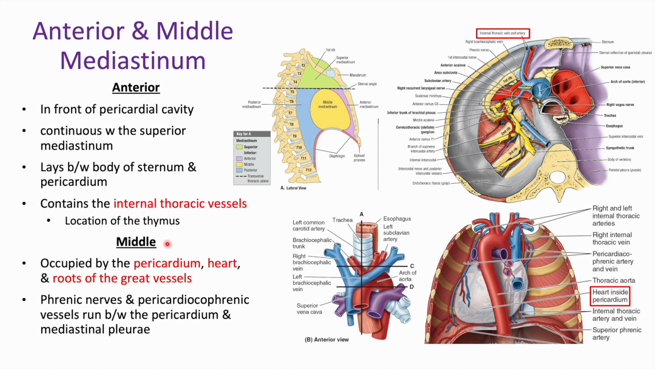Next, we have our middle mediastinum, and this is going to be occupied primarily by our heart. That's going to be wrapped around by the pericardium. And then we're also going to have the roots of our great vessels, like part of our aorta, our pulmonary trunk, stuff like that. So that's going to be this region here. Also here, it's important to know the phrenic nerves and pericardiophrenic vessels are going to run between the pericardium and mediastinal pleura.